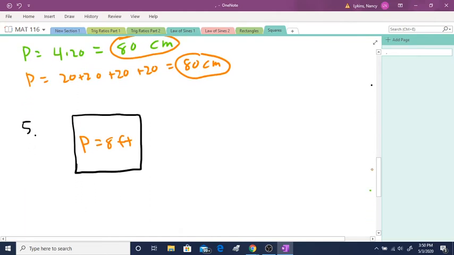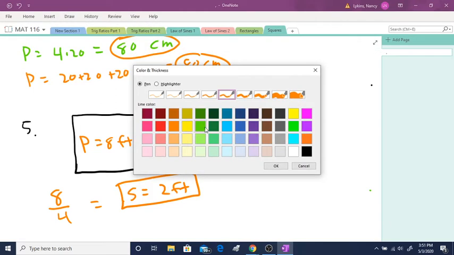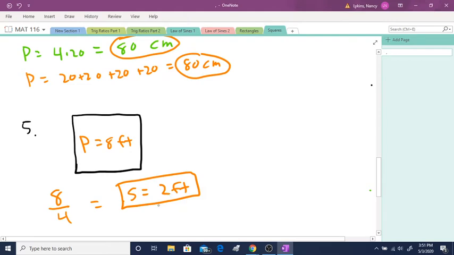Now, what about if I give you the perimeter is 8 feet? Well, if the perimeter is 8 feet and all sides are the same, that means I divide by 4. So that means each side has to be 2 feet. Now, to check your answer, you can say, okay, my sides are 2, and I've got 4 sides, 2 times 4 gives me that 8, which is the perimeter. That's how you can check your work.